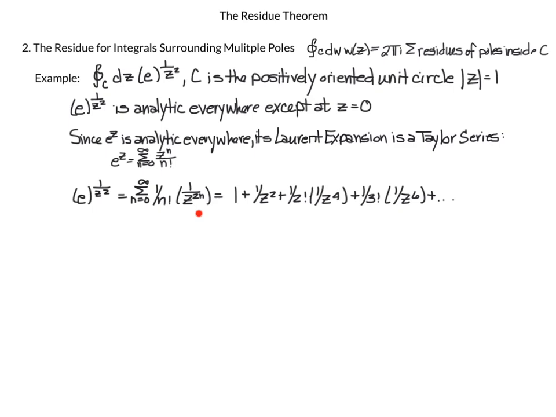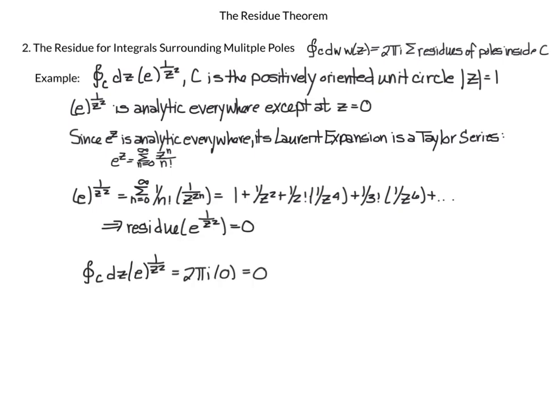I'm going to expand this out because I want to find the residue, which is the coefficient associated with the 1 over z to the minus 1 term. So let's look at this. When I plug in 0, I have 1 here, I have 1 here, so I have 1. When I plug in 1, I'm going to get 1 times 1 over z squared. I can continue, but you can notice there's no term with just 1 over z, which means my residue is equal to 0, and that means my integral is equal to 2 pi i times 0, so it's equal to 0.